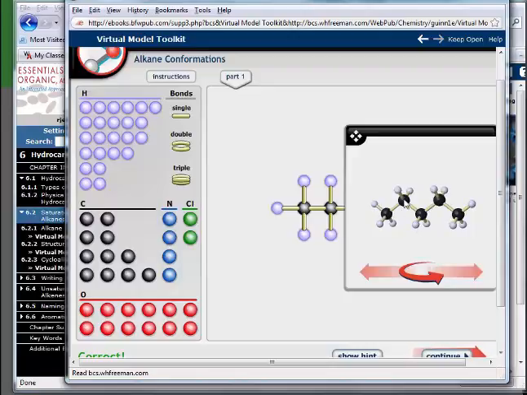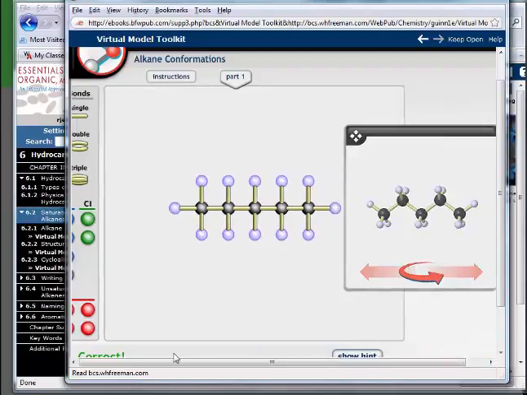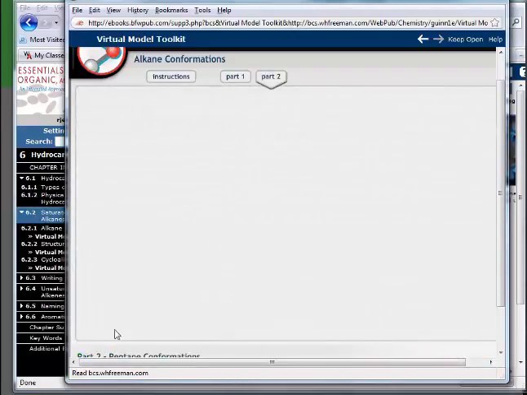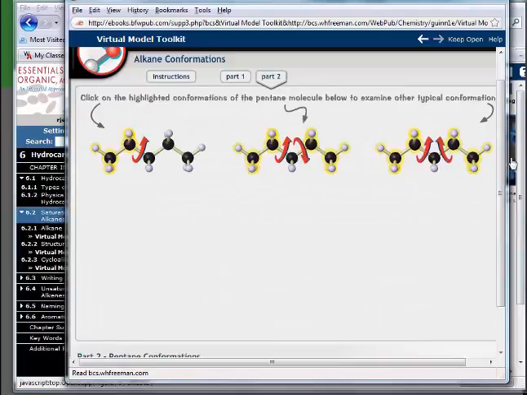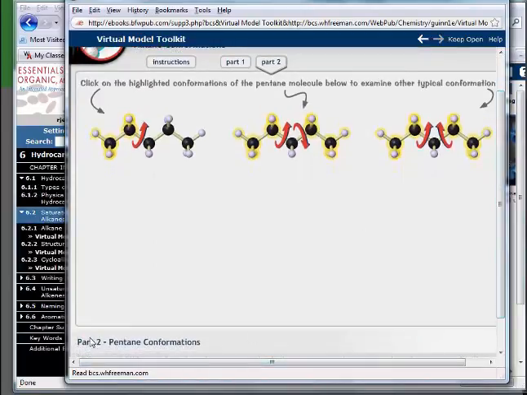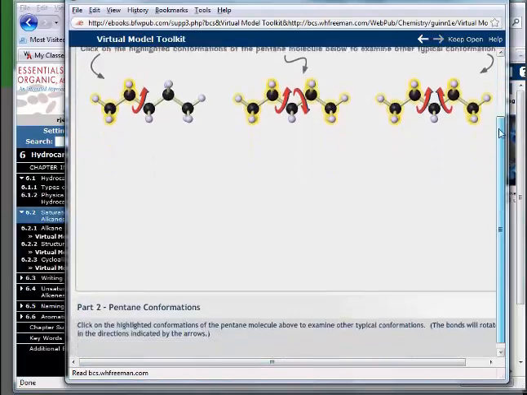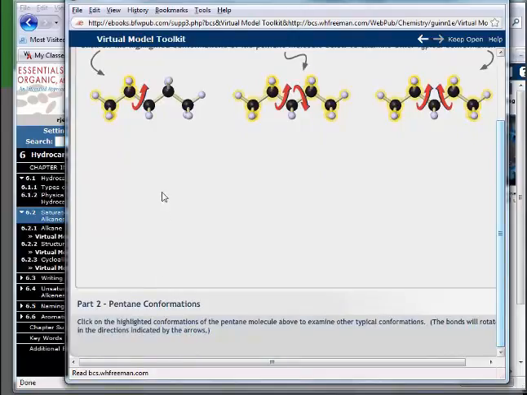Each carbon here has tetrahedral geometry. Again, the end carbons have 3 hydrogens attached, the middle 3 have 2, and you can rotate it as much as you want. And then when we continue, go to the next page, it will take us to some pentane conformations. So here we can look at the different pentane conformations, and it'll say click on the highlighted conformations of the pentane molecule to examine other typical conformations.